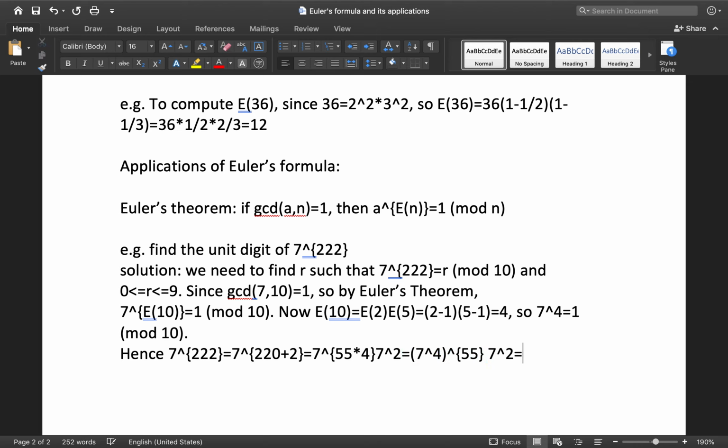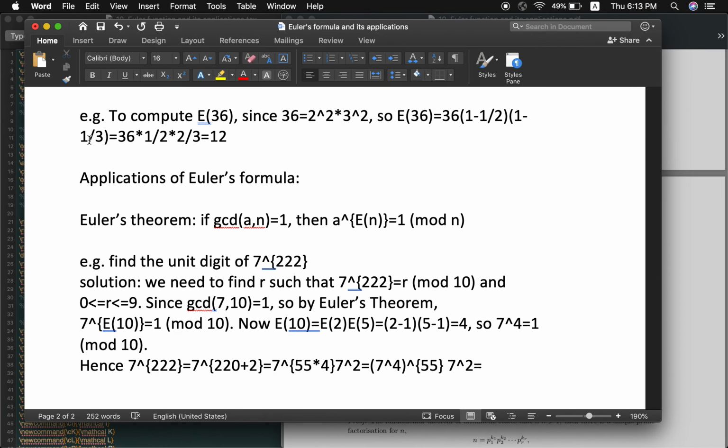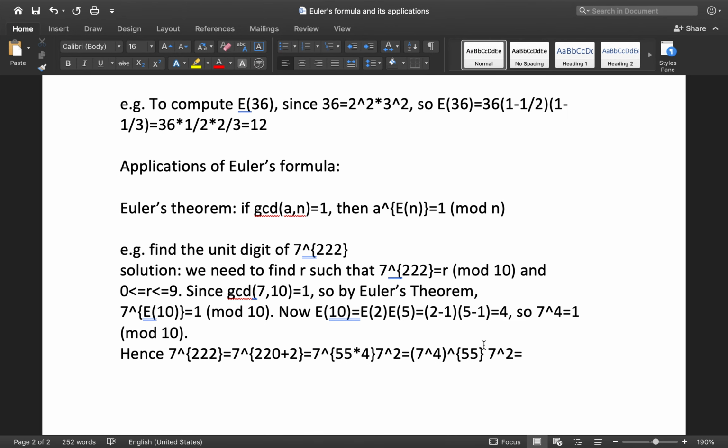So the second part is 49, right? So 1 times 49, that is modulo 10. But you know, after you take the congruence, 49 is nothing but just 9 modulo 10. So therefore, the unit digit of the original number 7 to the power 222 is just equal to 9.